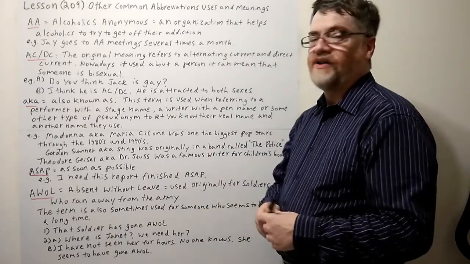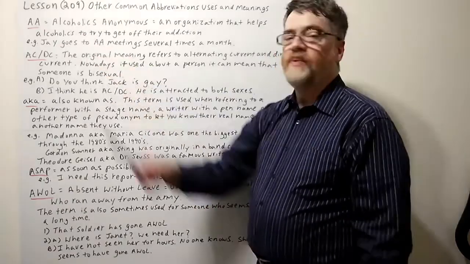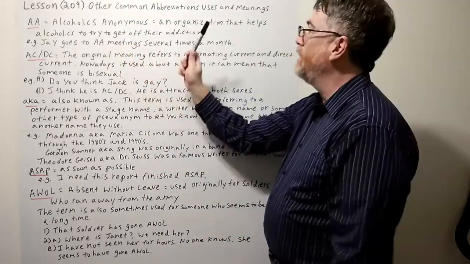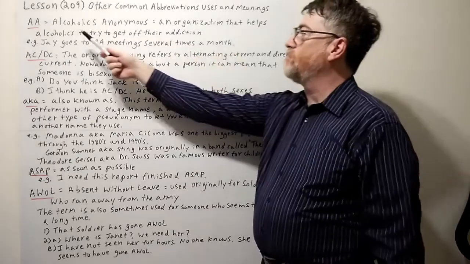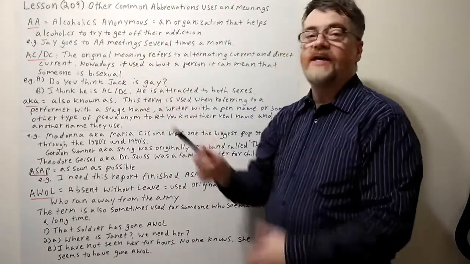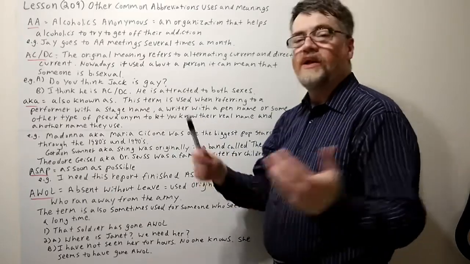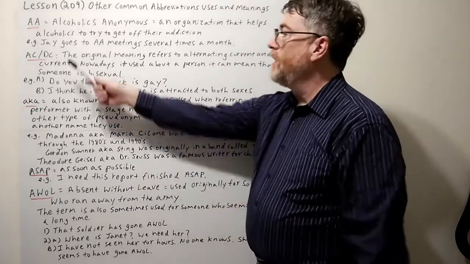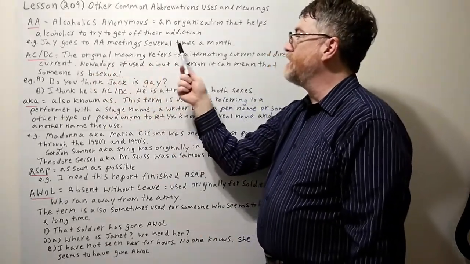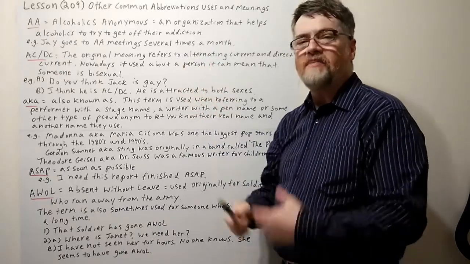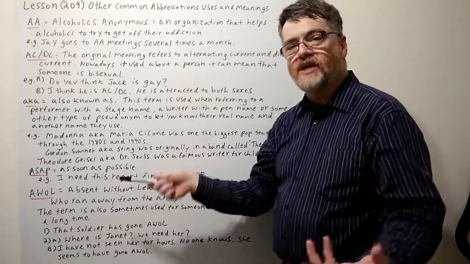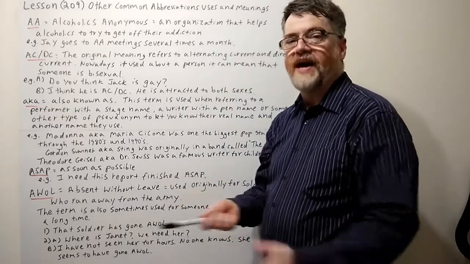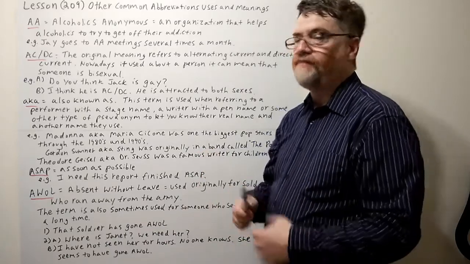But let's cover it. So the first one is AA. We hear this, especially in the U.S. It stands for Alcoholics Anonymous. Basically, it's an organization that helps alcoholics to try to get off their addiction. So you may come across this in stories or articles. We just give one example here. Jay goes to AA meetings several times a month. You probably see this in a lot of movies too. People with drinking problems get up in front and talk to everybody about all the troubles they've had trying to fight their addiction.